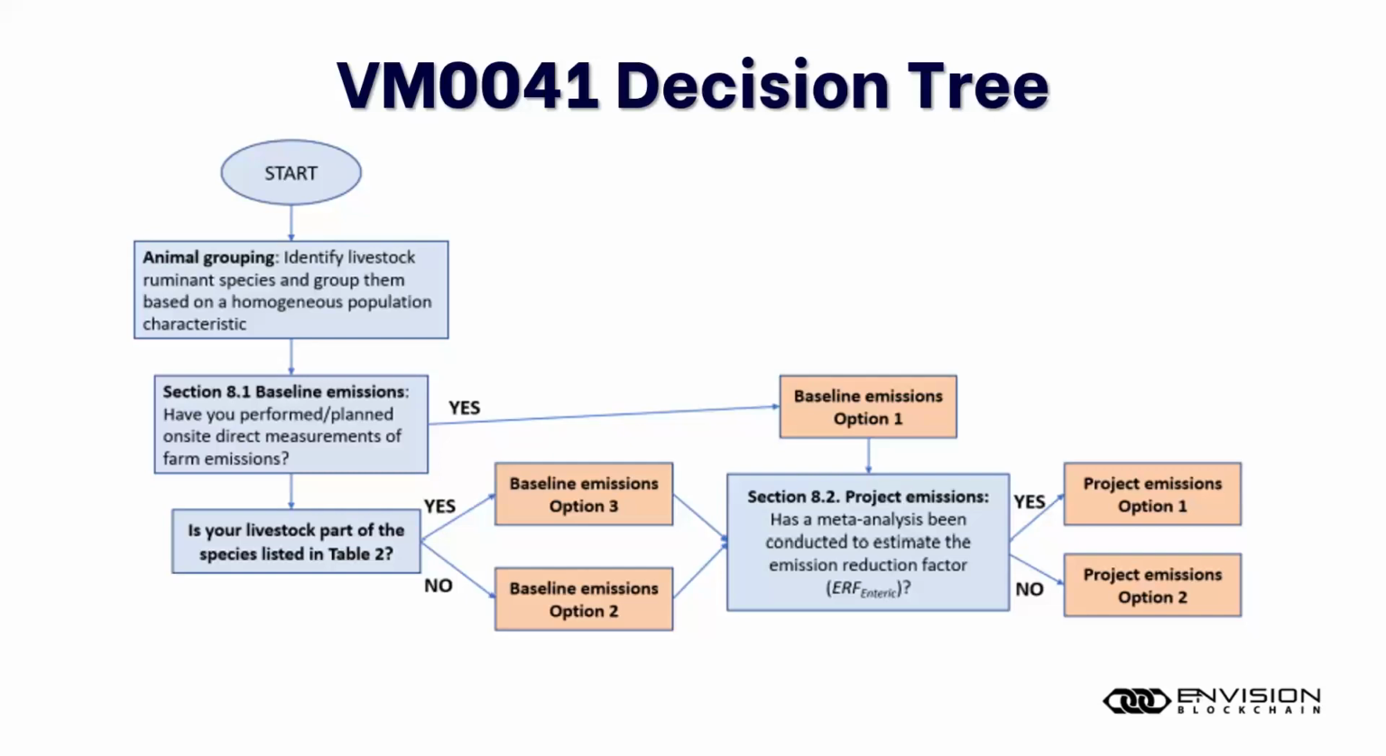within those options. So if I said yes to the first baseline emission question, which is this one here, then I would only be filling out information for option 1. Then after filling that out, I'd be asked this question about the project emissions. And if I select yes, then I'd only be submitting information for option 1.